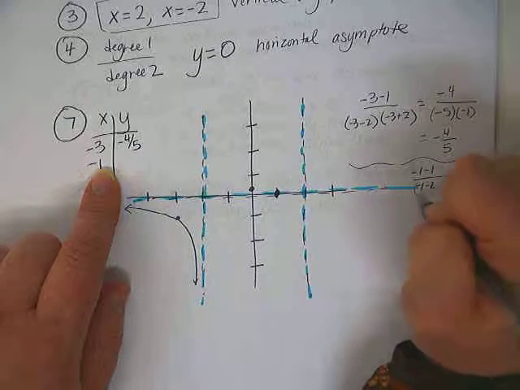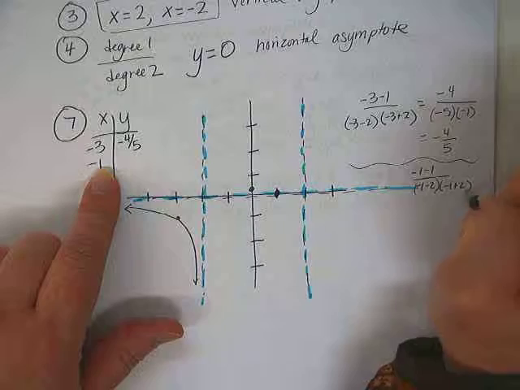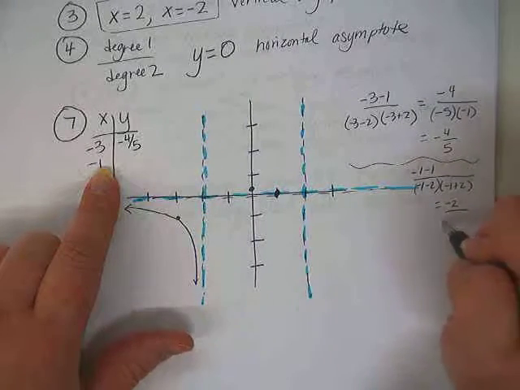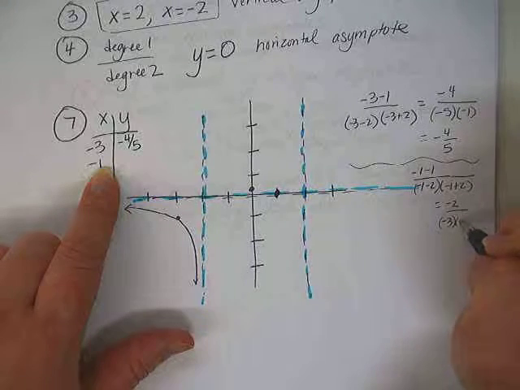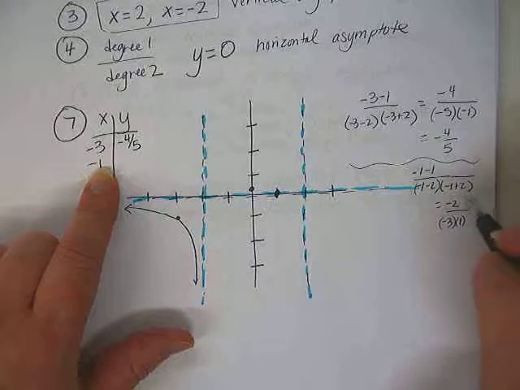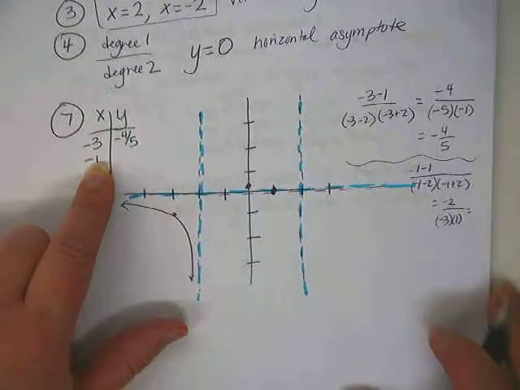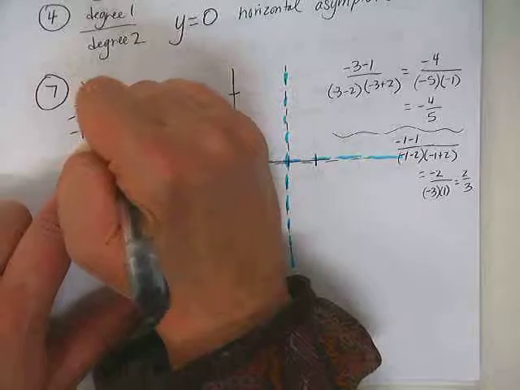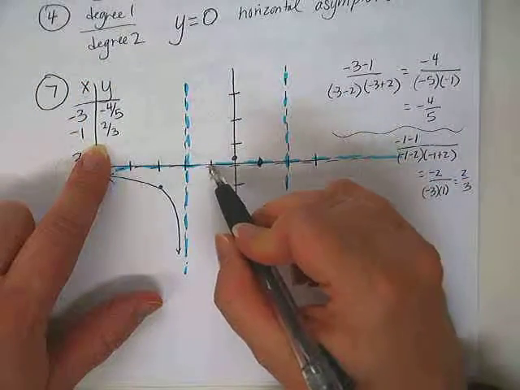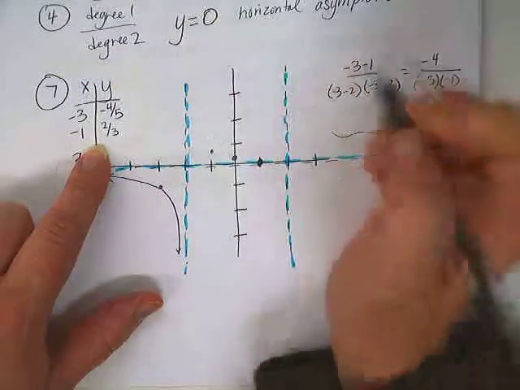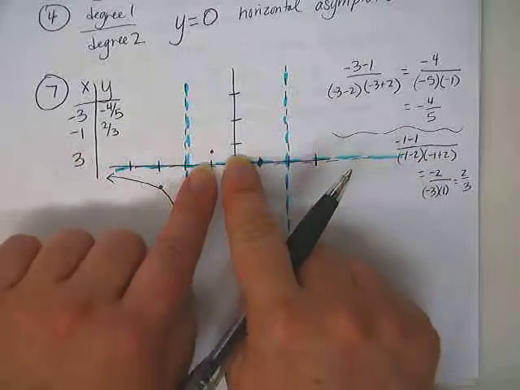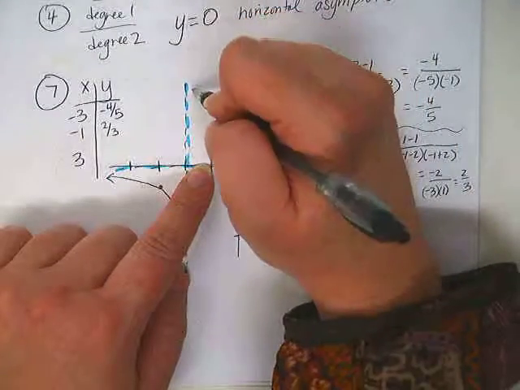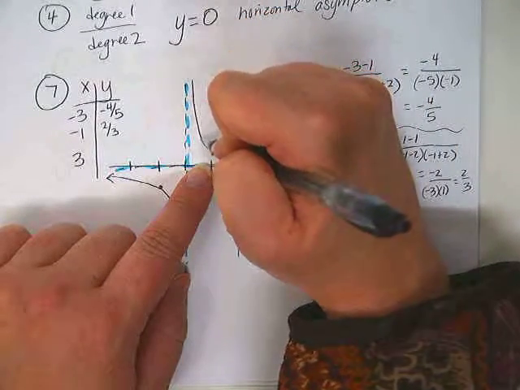Now we plug in a -1. So let's see, I got a -4/5 for that one. Okay, so now I'm going to plug in -1. So -1 minus 1 over -1 minus 2 times -1 plus 2. So that gives me a -2 over -3 times 2, no, times 1, sorry. So -2 over -3, isn't that a positive 2/3? Okay. So positive 2/3. So at -1, our graph is going upward to positive 2/3.